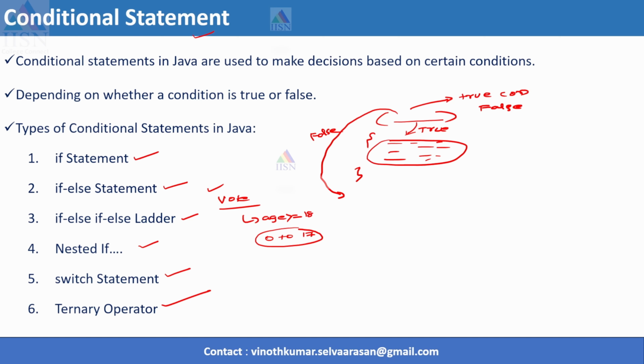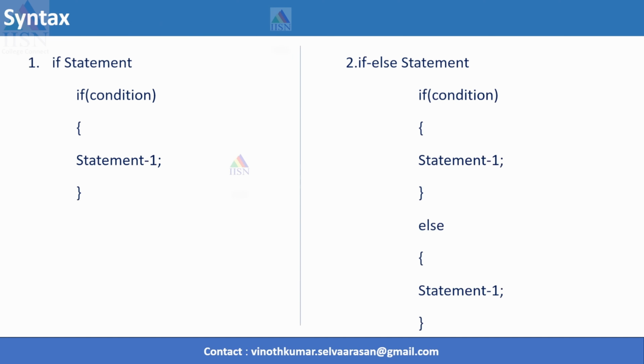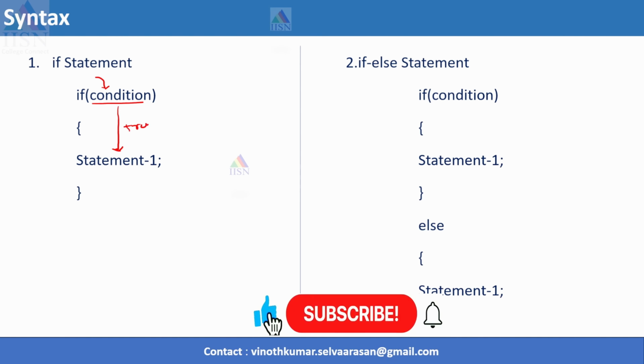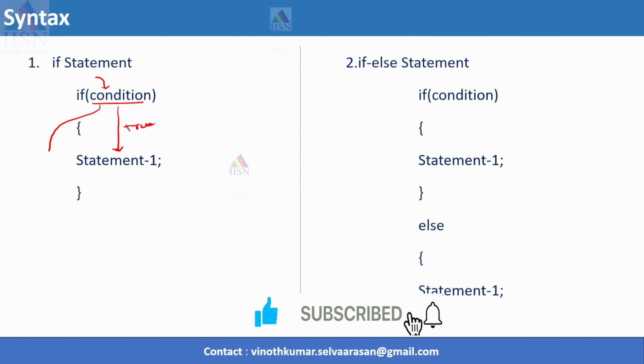Next, we are going to see the syntax of all these types of conditional statements, and then we proceed to the demonstration. Let's see the syntax for each of these. The first one is the simple if condition. Here you see how the if condition works. This is the syntax. It checks the condition. If the given condition is true, it executes the statements inside. If it is false, it executes the statements which are outside of it.